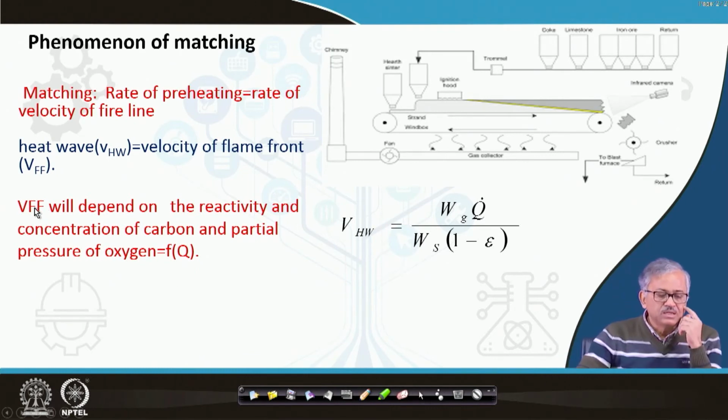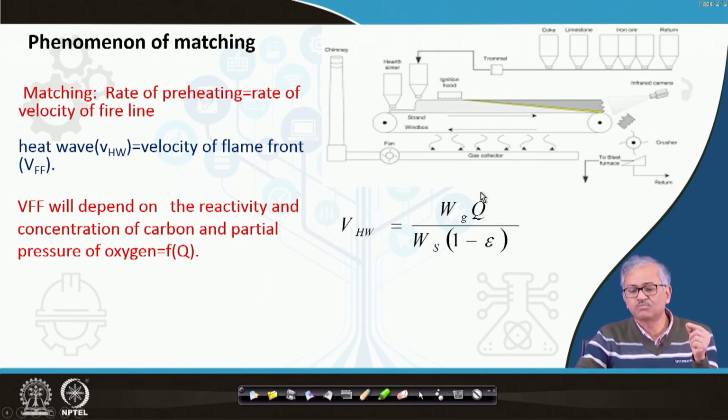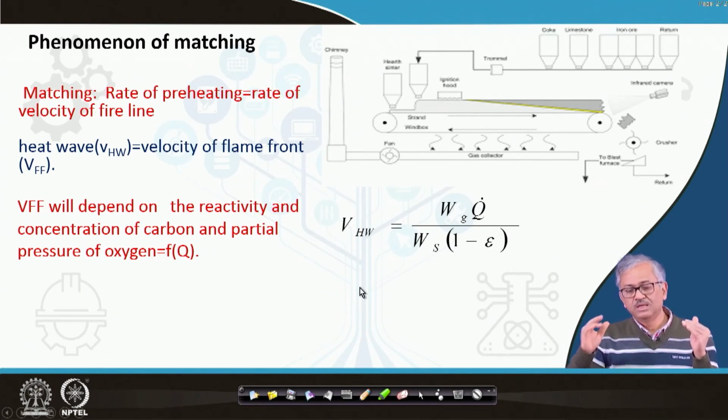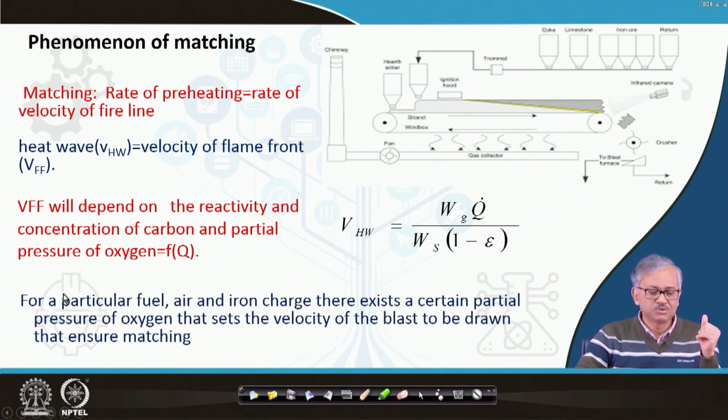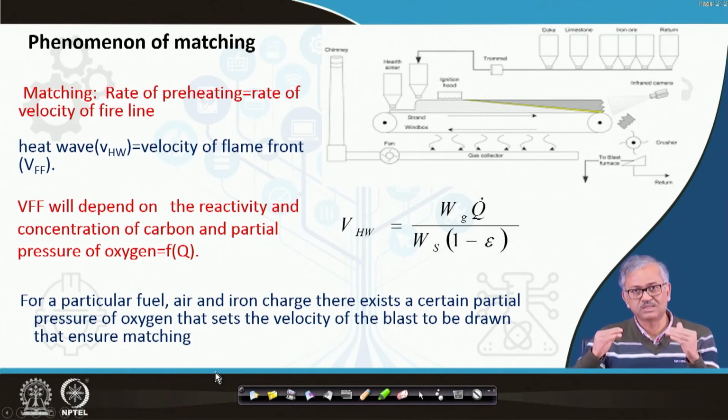So basically the flame front is a function of volumetric flow rate of the gas, and you can find the heat wave is also a function of the volumetric flow rate of the gas. So for a fixed burden, you can maintain a Q dot for which the VWH becomes equal to VFF. So you can simply control. For a particular fuel, air and iron charge, there exists a certain partial pressure of oxygen that sets the velocity of the blast to be drawn that ensures the condition of matching, right.